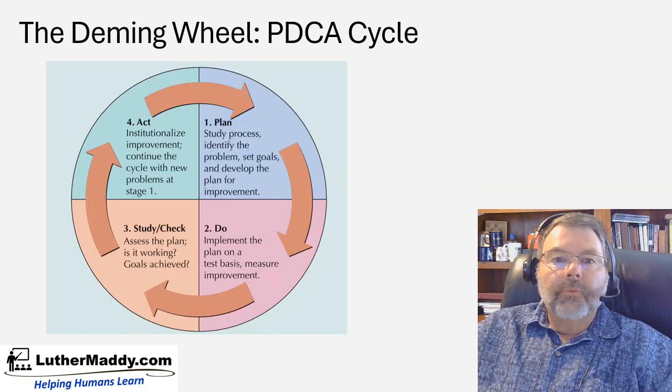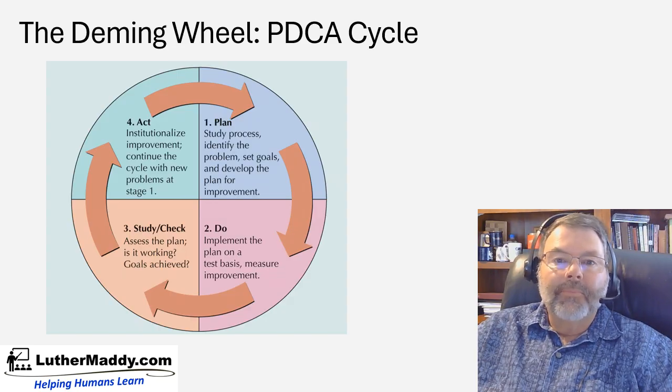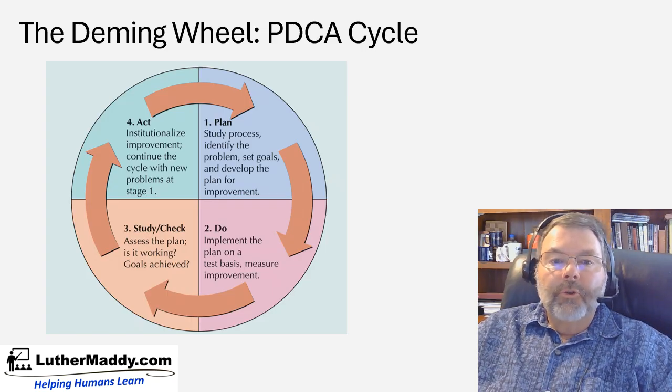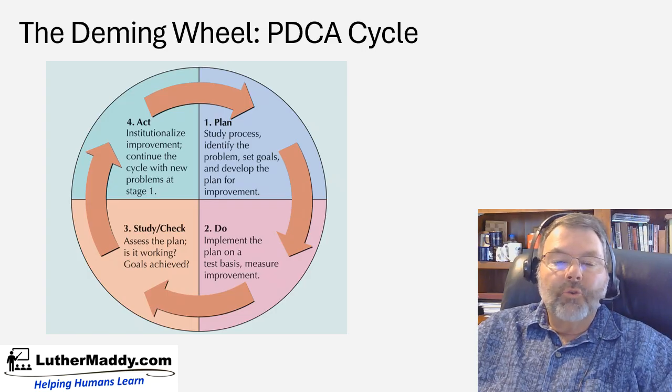Walter Deming is also very well known for his Deming wheel. It is the PDCA cycle. So one is plan: study the process, identify the problems, set goals. Number two is do: implement the plan. Number three is study and check to make sure it's working. And four is act: institutionalize improvement, and then continue with the cycle. Notice that the cycle never ends.